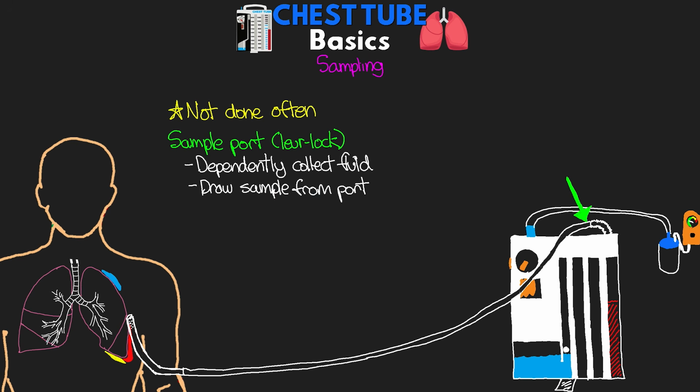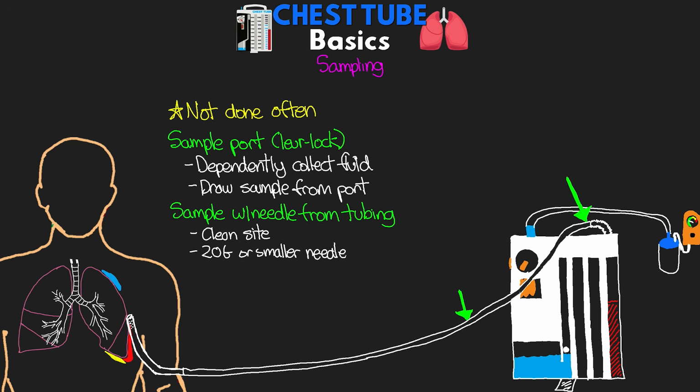Now, in a lot of these systems, we can also sample with a needle directly from the tubing itself. And so here we want to make sure and clean the site with alcohol, and then we want to use a 20 gauge or smaller needle, and we can just insert it directly into the tubing, make sure we have that dependent collection of fluid, draw out our sample, and then that tubing is actually going to be self-sealing, so we're not going to have to do anything after that.